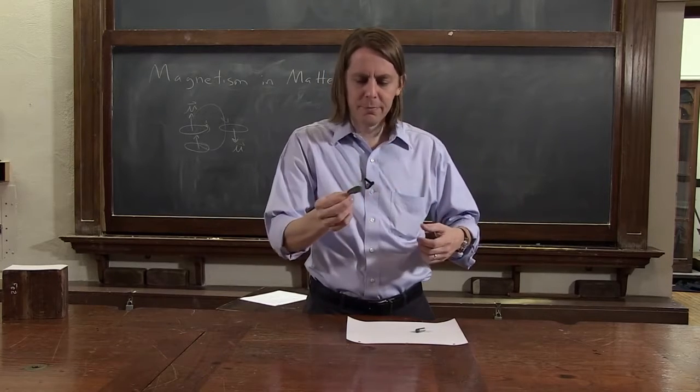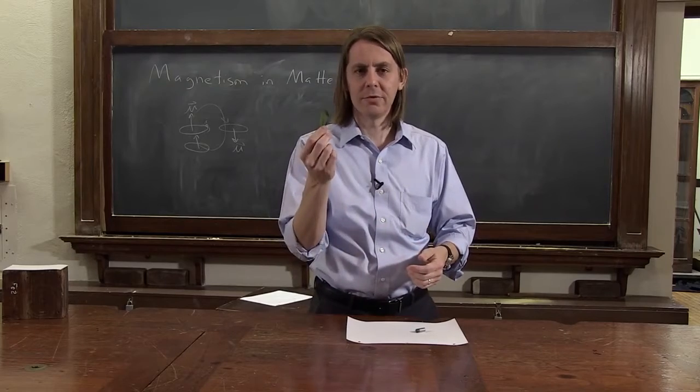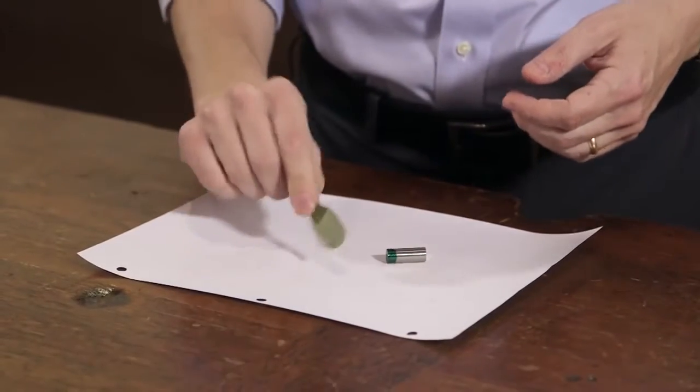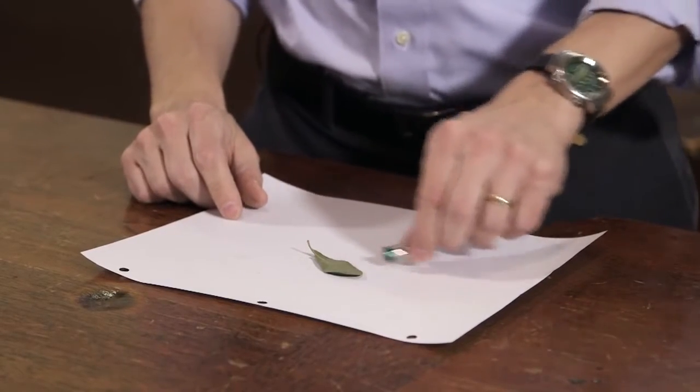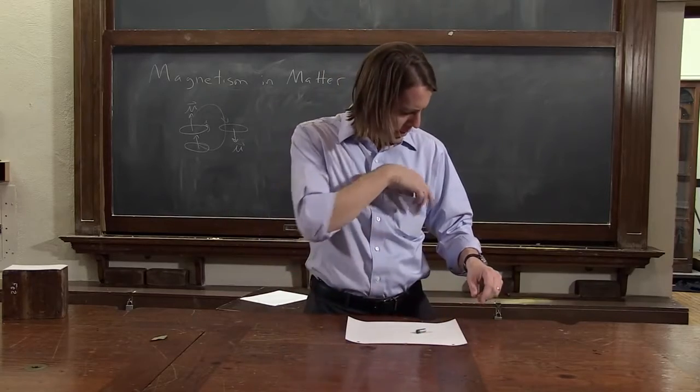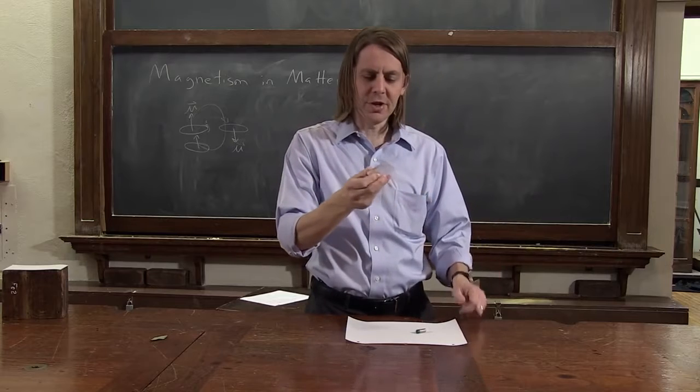So first, I've got a leaf. This is from an oak tree. On my way over, I don't think it minded if I took a leaf, and okay, leaf is not magnetic. Then I have, in my office, this giant piece of calcite.